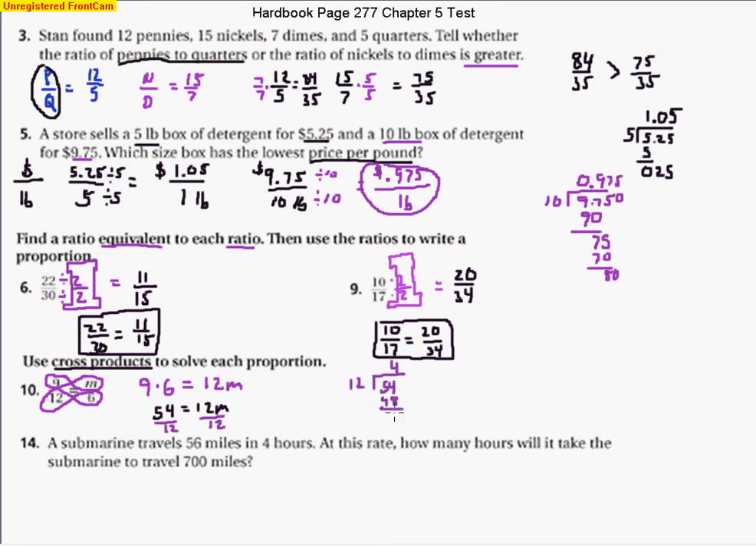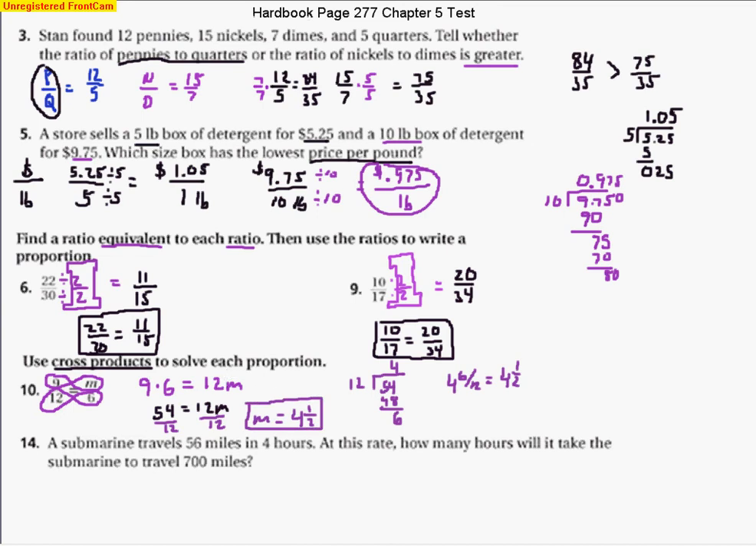And when I do that subtraction, that makes a 6 left over. And so I can write that as 4 and 6/12, or 6/12 is the same thing as 1/2. So 4 and 1/2 is another way to write that. So m equals 4 and 1/2. So there it is.